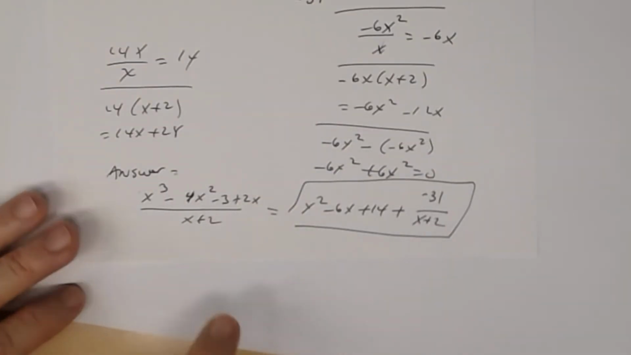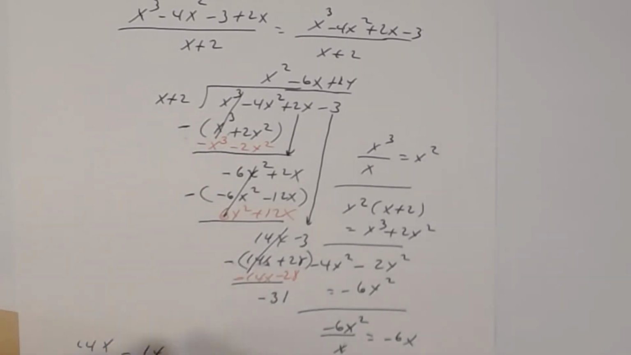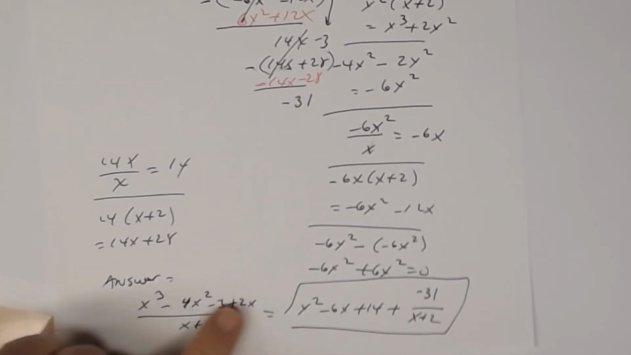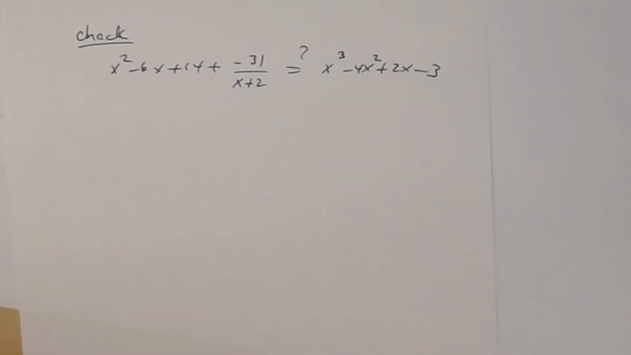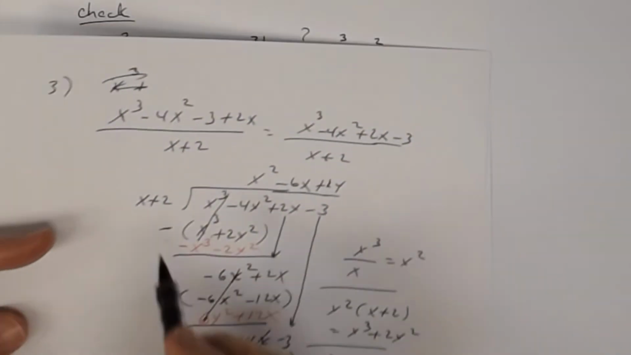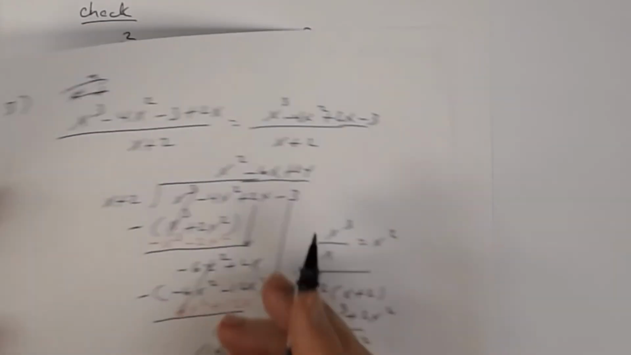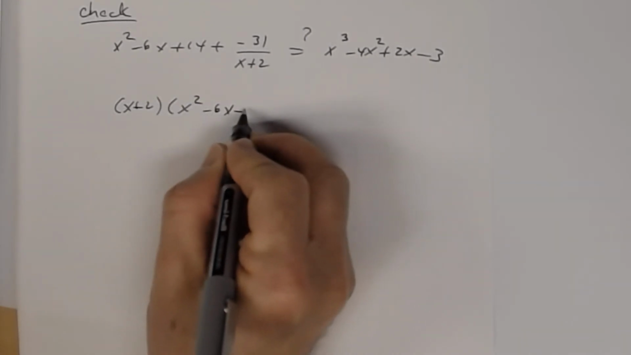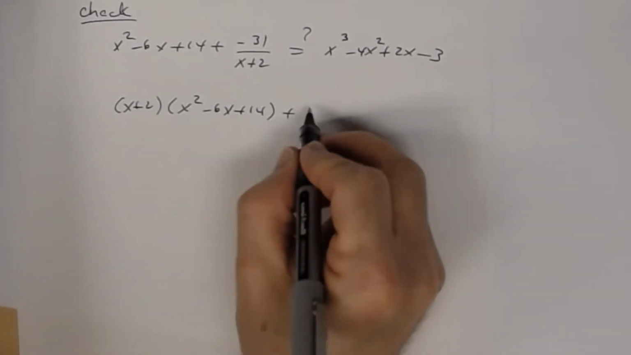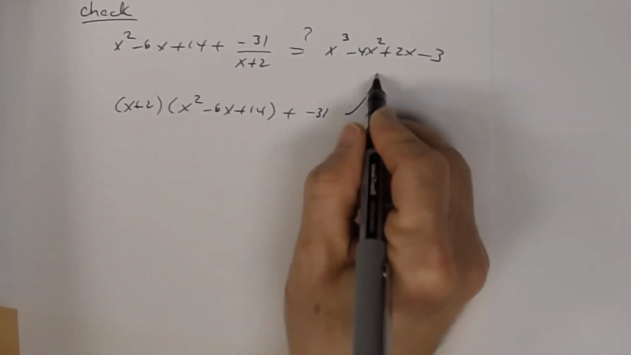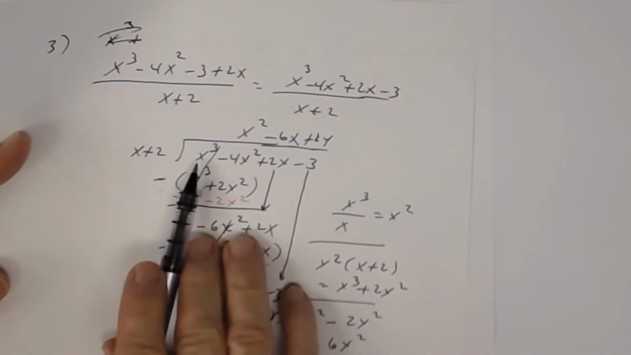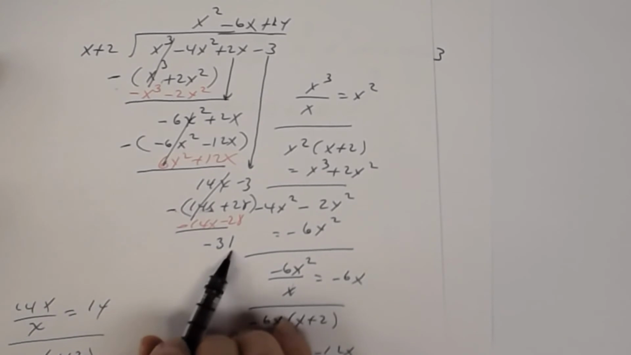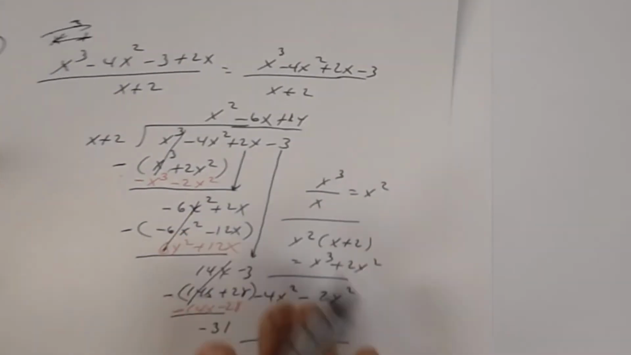So here we have the divisor. And here's the way I'm going to write this. I just rewrote this right here. So the divisor, which is x plus 2, times the quotient, plus the remainder, and you want to see if that's going to equal the dividend. So this times this plus this has to equal this. All right, so let's do that.